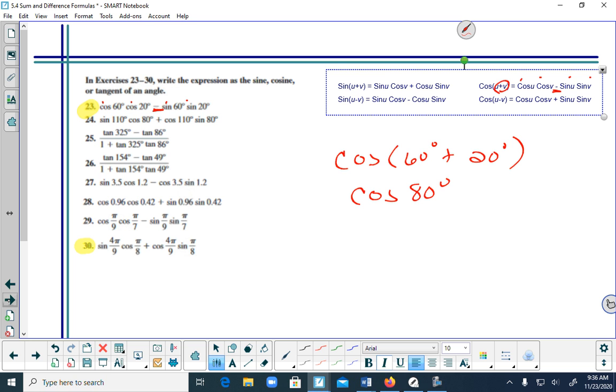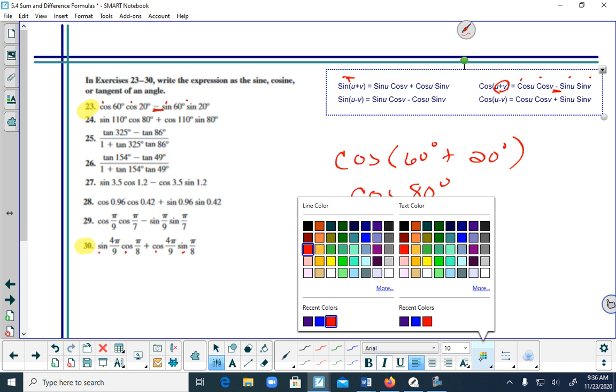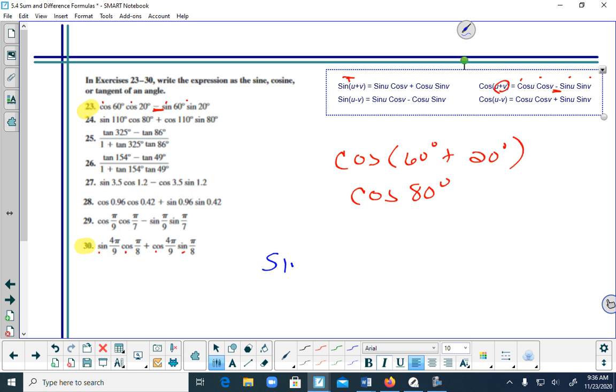Okay, I'm looking at number 30. This one goes sine, cosine, cosine, sine. So I know it has to be a sine value. I'm looking for that. So I know it's going to be sine. My two angles are 4 pi over 9 and pi over 8. And then I have this plus sign here, and when I have the plus sign, that means I'm adding those angles. So I'm going to add those two angles.